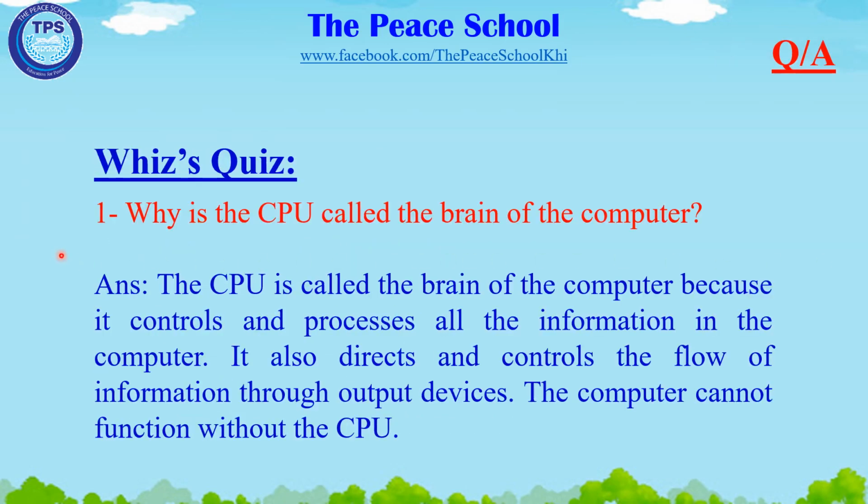Now we have some question answers. Why is the CPU called the brain of the computer? In the definition of the CPU, we have learned that the CPU is called the brain of the computer because it controls and processes all the information in the computer. It also directs and controls the flow of information through output devices. The computer cannot function without the CPU.